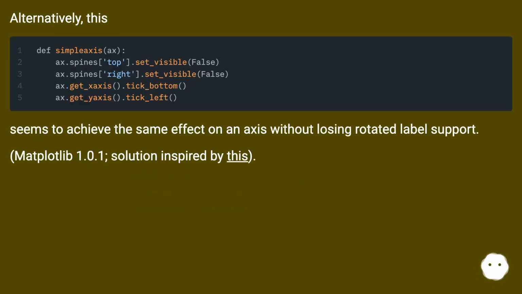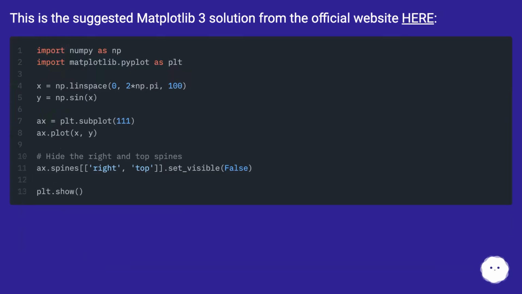Alternatively, this seems to achieve the same effect on an axis without losing rotated label support. Matplotlib 1.0.1, solution inspired by this. This is the suggested Matplotlib 3 solution from the official website here.